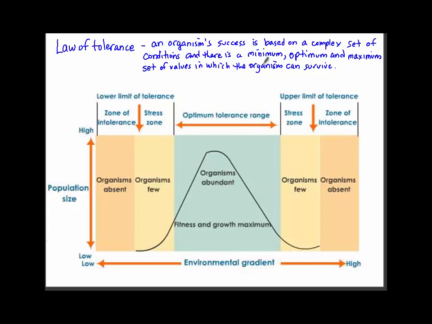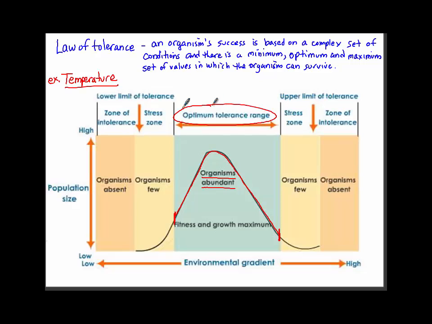So, an organism's success depends on a complex set of conditions, and there's a minimum, optimum, and maximum environmental combination of factors. Sounds very complicated, so let's go through this and gather an understanding of this concept, the law of tolerance. So let's say you have a limiting factor, a limiting resource, and that limiting factor is temperature. Let's use temperature. Take a look here, and here you have organisms are abundant. So let's say there's an organism, and within this range of temperature is the organism's optimum range.